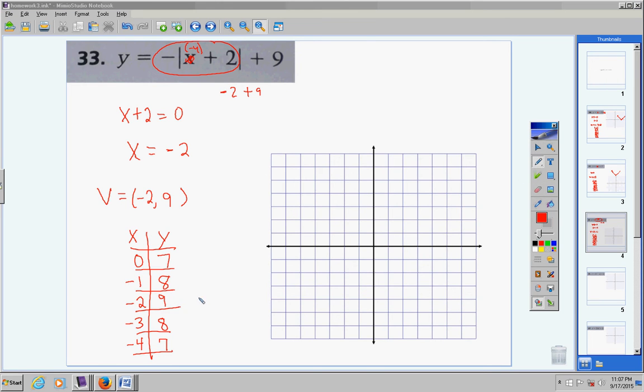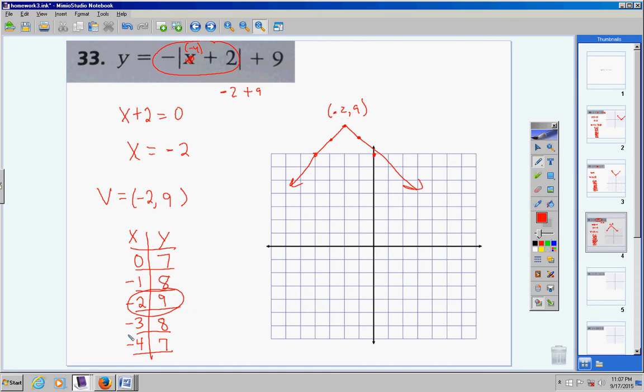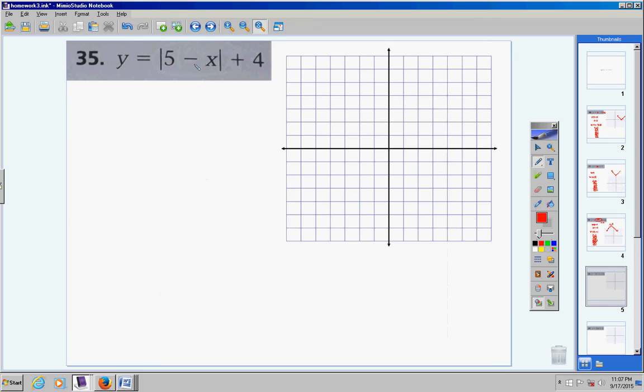My vertex, let's go ahead and start with 0, 7. So 0, 7, and then negative 1, 8, and then negative 2, 9, and then negative 3, 8, and then negative 4, 7. You can see the V, and you know you have the right vertex because this point right here is negative 2, 9, which is what you're supposed to have for the vertex, okay? Alright, moving on to 35.